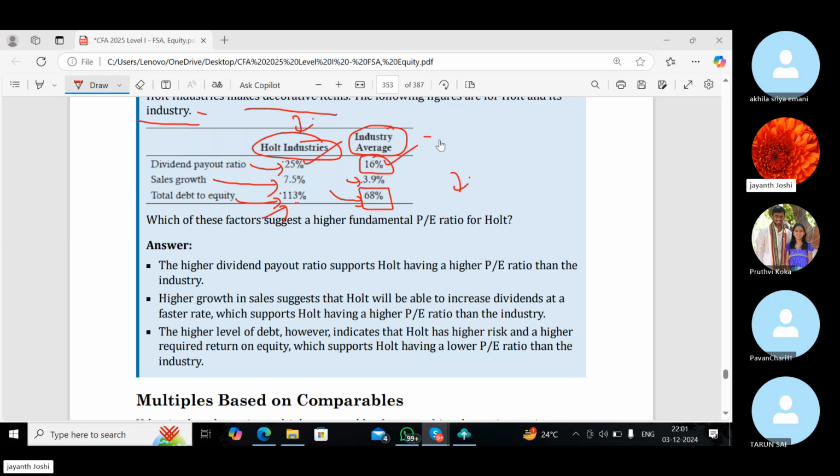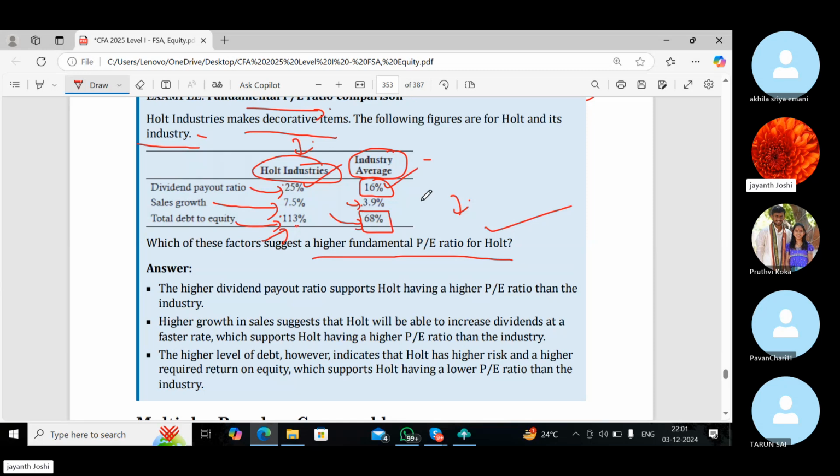Which of these factors suggest a higher fundamental PE ratio for Halt? So see, the PE ratio will be high in what cases? First of all, the higher dividend ratio supports Halt having a higher PE ratio than the industry. Why? Because the dividend payment is high. If the numerator is very high, the ratio will be high. More dividends are also going to increase the PE ratio.